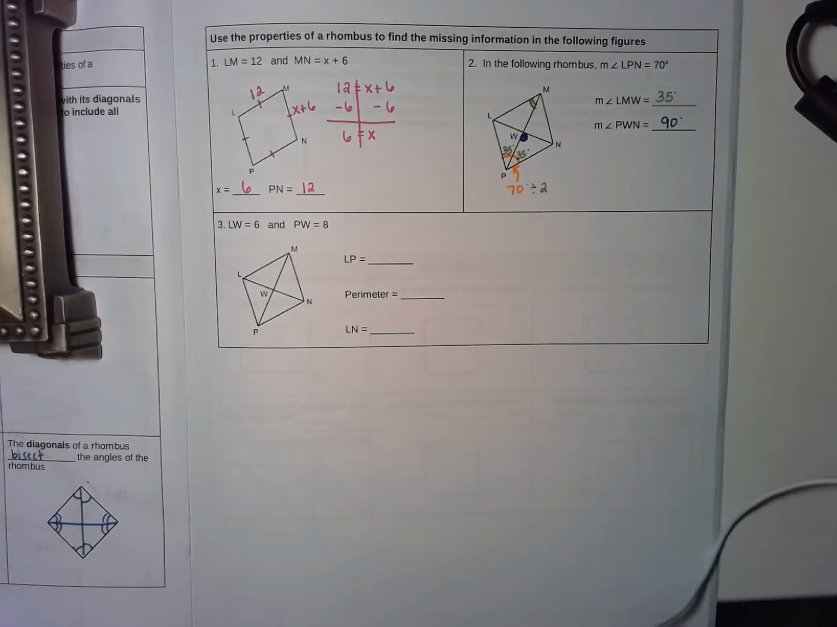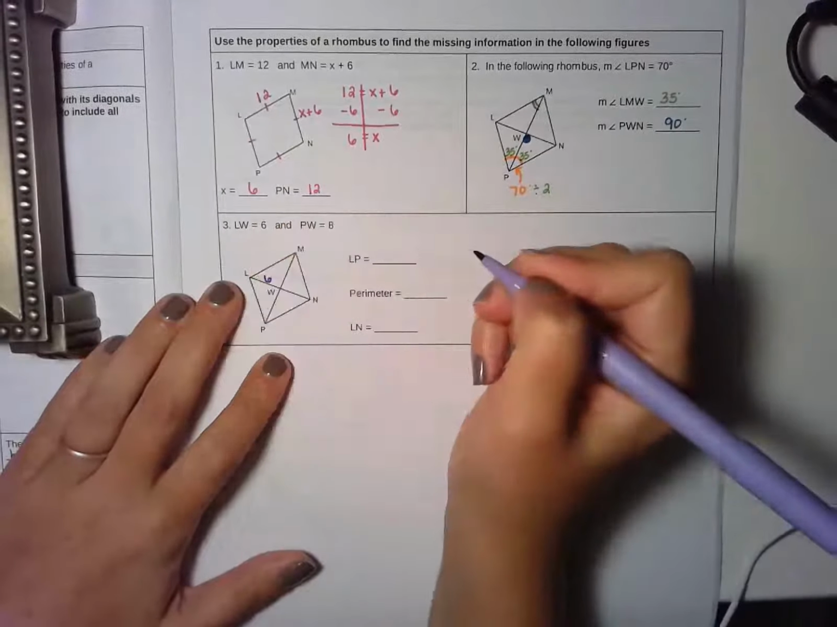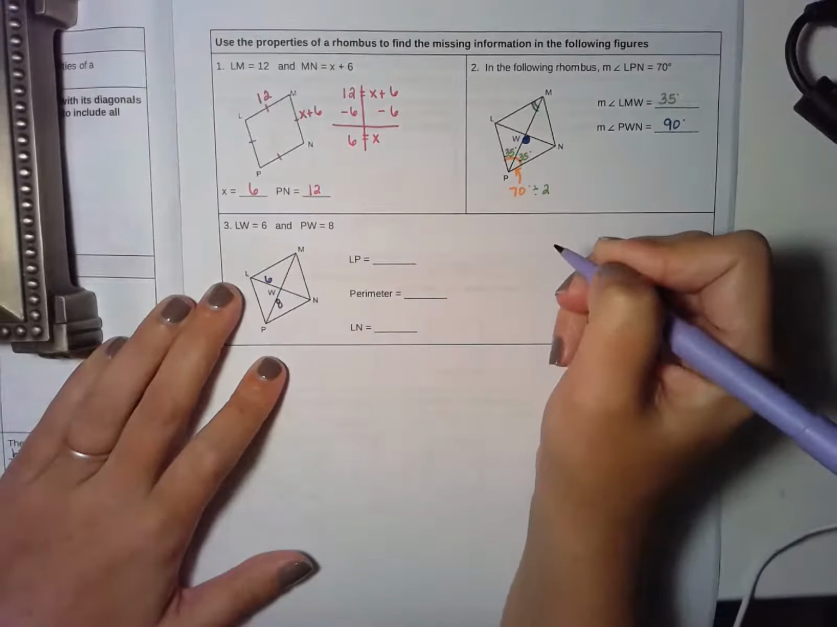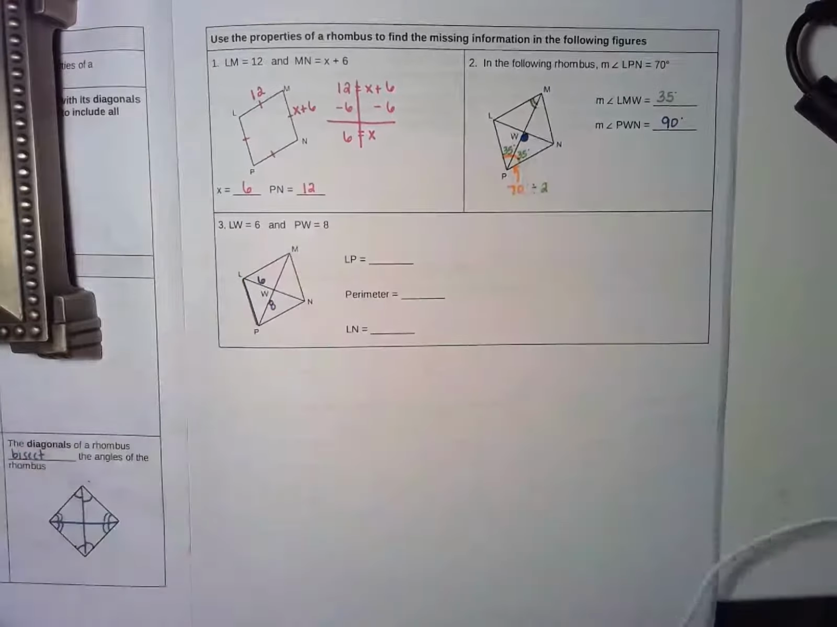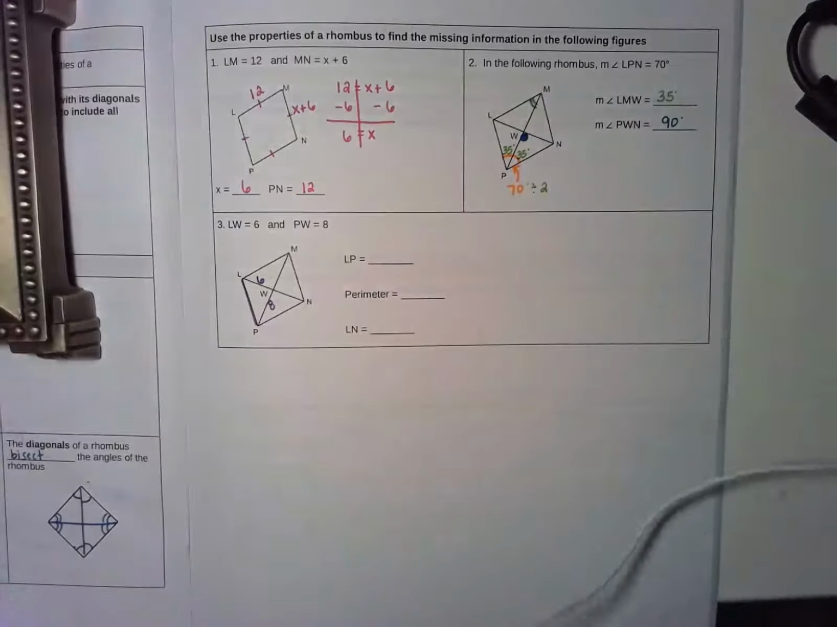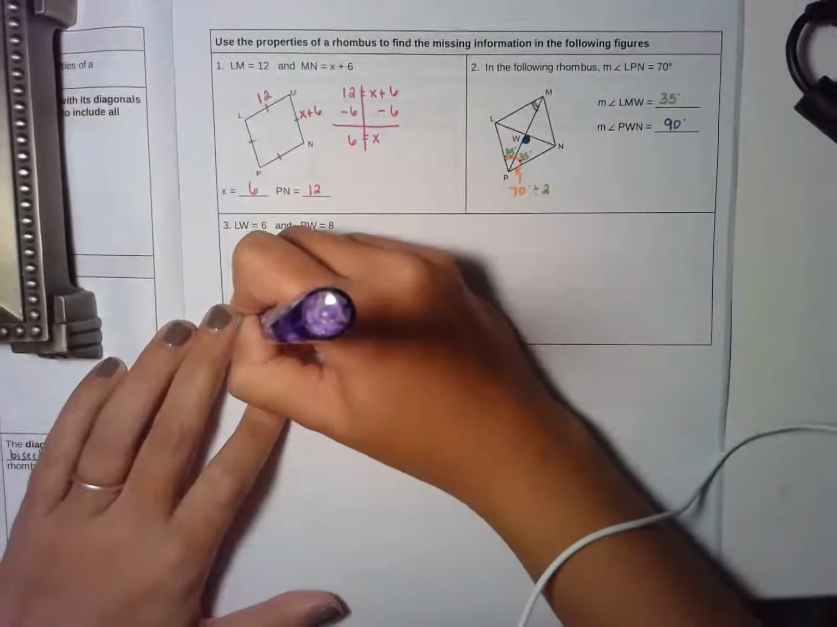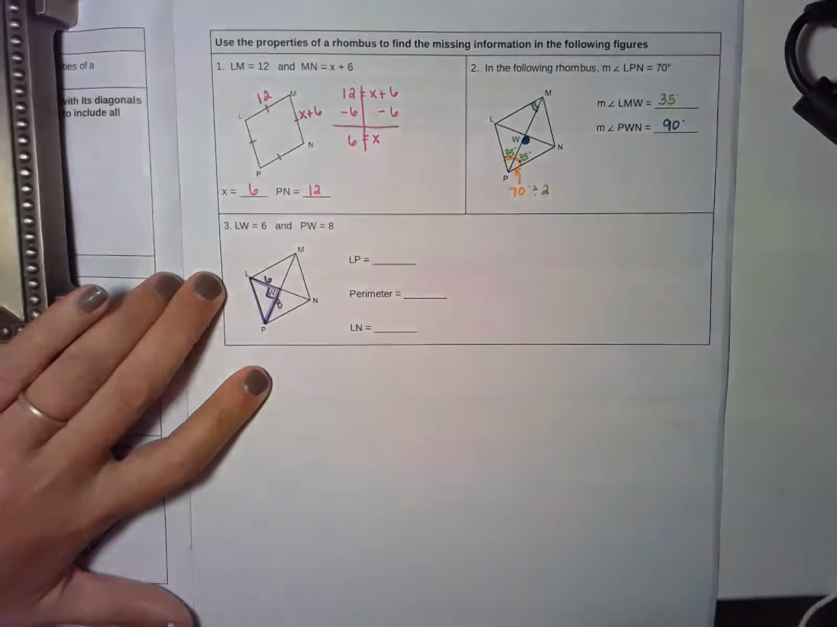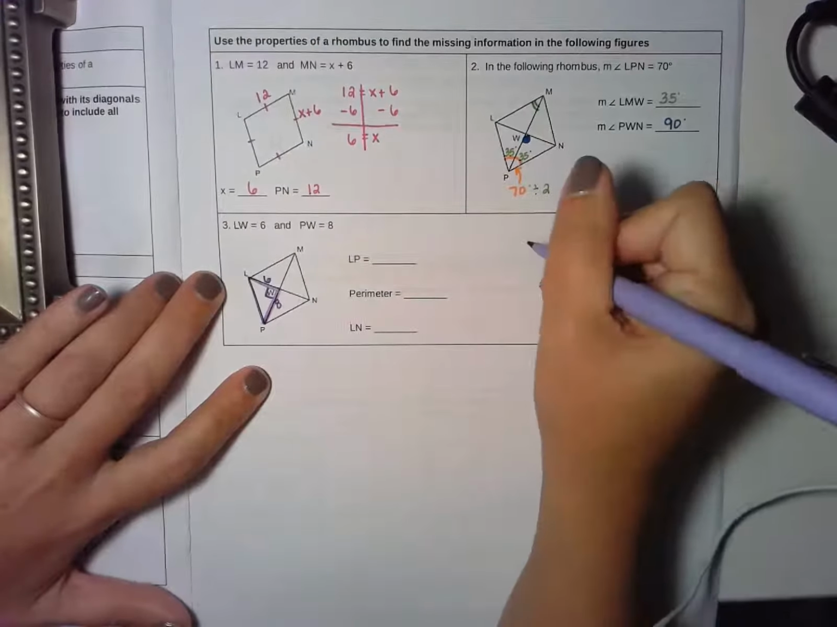Last but not least, let's look at our last problem. It says here that LW is 6, so I'm going to write that down, and PW is 8, so I'm going to write that down. I want to start by figuring out LP, which is this guy. Well, I noticed that those pieces are actually all connected by this triangle right here. And I also know that in a rhombus, this is a right angle. So going back to what we reviewed at the beginning, I can actually use Pythagorean Theorem to find LP.